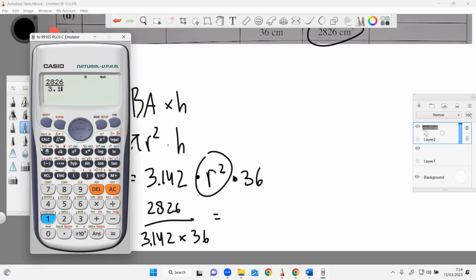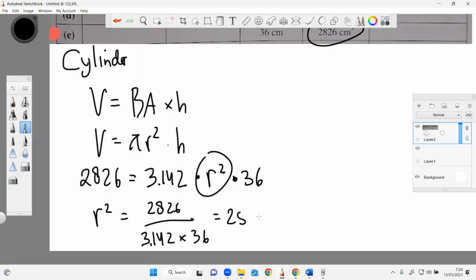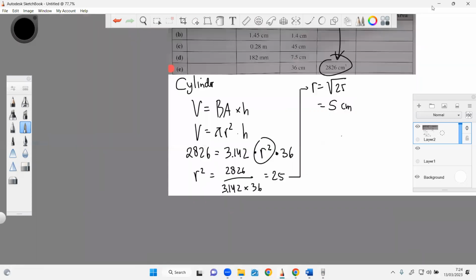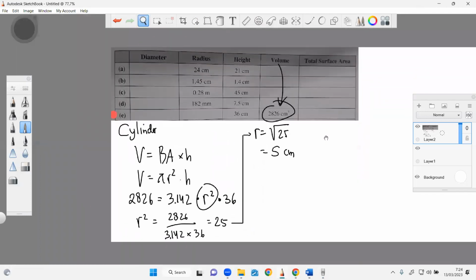2826 over 3.142 multiplied by 36. Yeah, 25, right? 24.98, yeah, 25. And can we find the radius? Square root of 25, which is 5 centimeter, right? So you put the radius 5 centimeter, just completing the table.